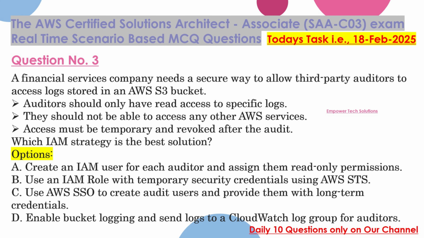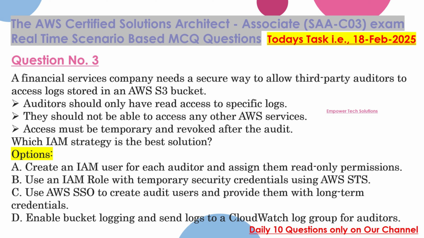Question 3. A financial services company needs a secure way to allow third-party auditors to access logs stored in an AWS S3 bucket. Auditors should only have read access to specific logs. They should not be able to access any other AWS services. Access must be temporary and revoked after the audit. Which IAM strategy is the best solution?